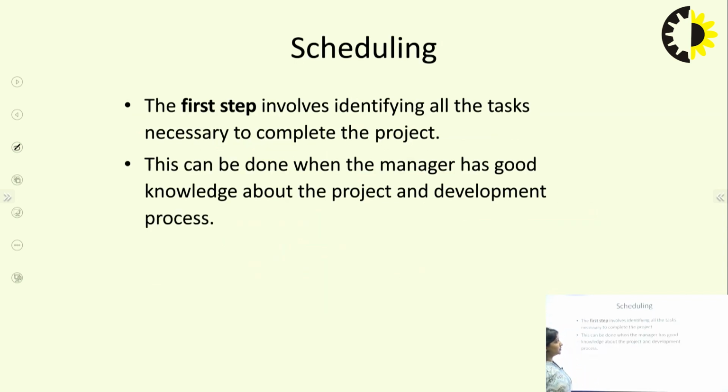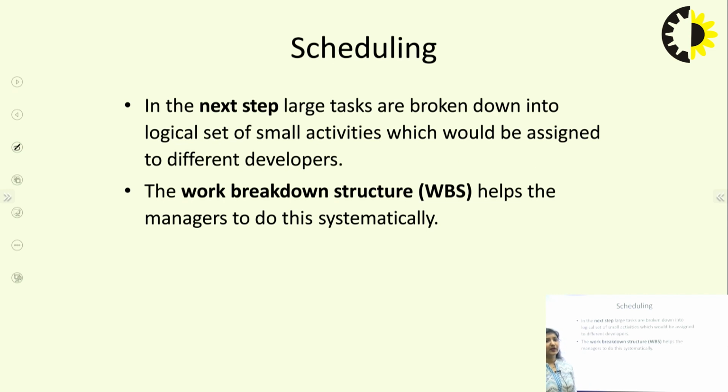Now, the first step involves identifying all the tasks which are required to complete the project, and this can be done when the manager has good knowledge about the project and the development process. In the scheduling, in the next step, the larger tasks are broken down into a logical set of smaller activities which would be assigned to different developers. For that, WBS, which is work breakdown structure, helps the managers to develop this systematically.